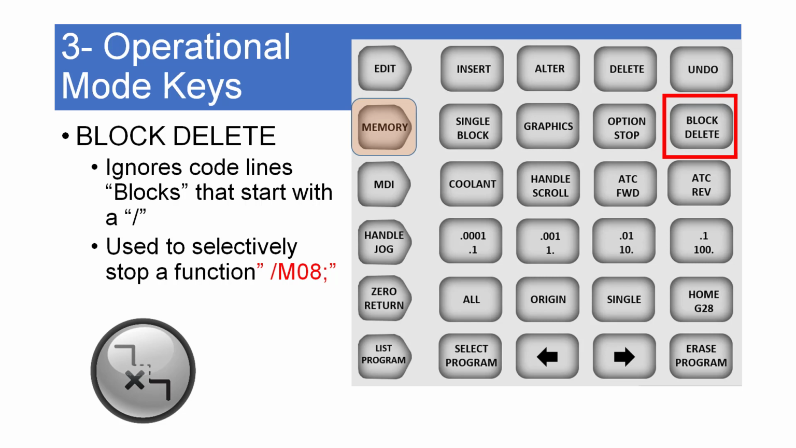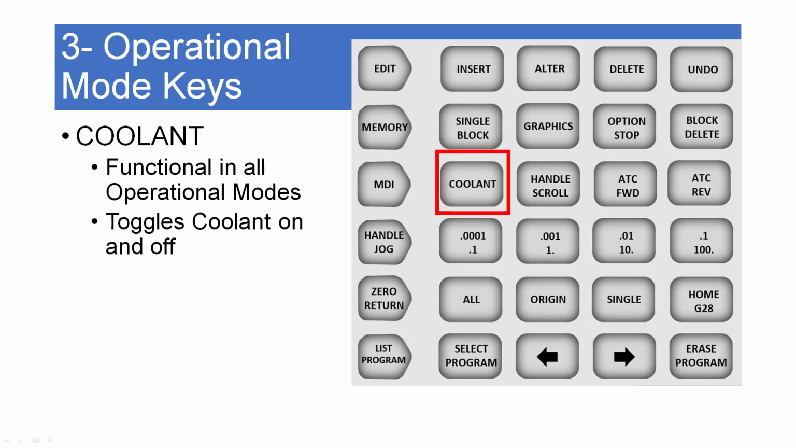Next, we'll move down to the MDI function row. In the MDI row is the coolant button. This button will cycle the coolant on and off in all operational modes and does not need to have the MDI key pressed first.